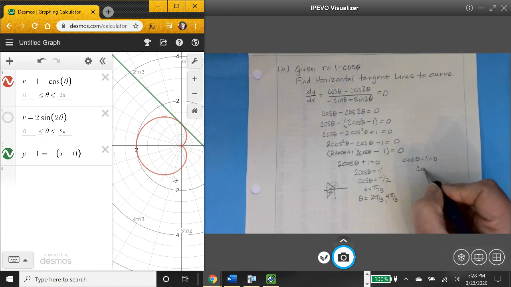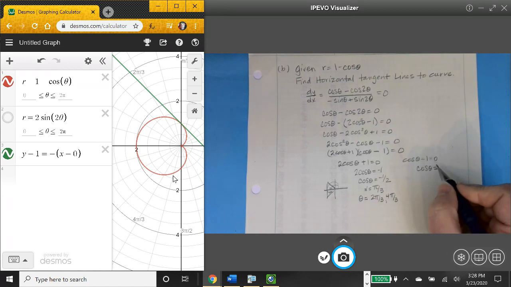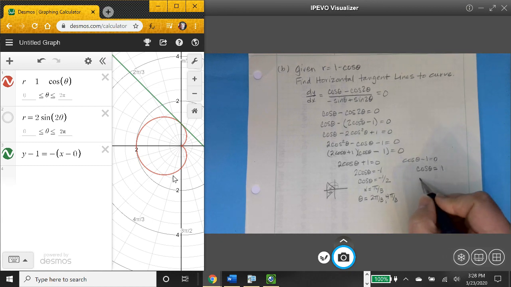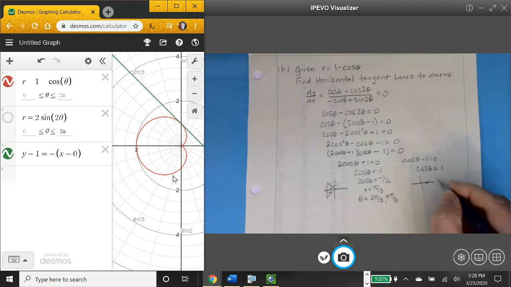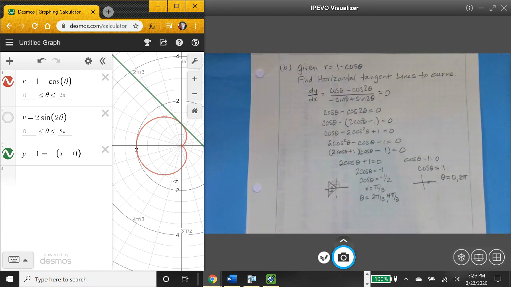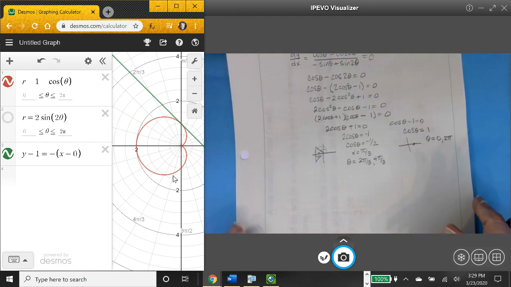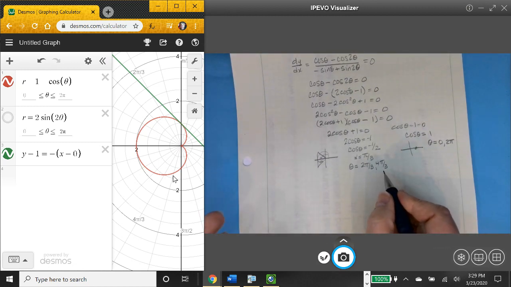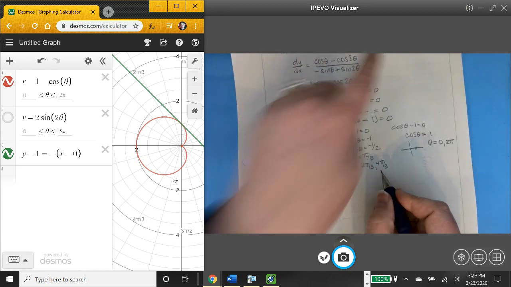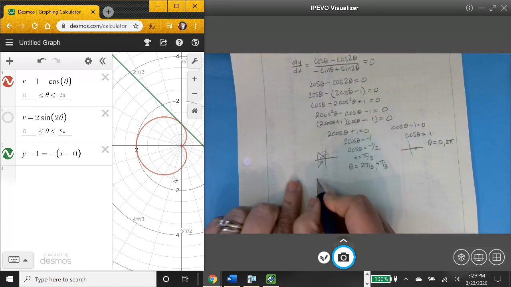And then cosine theta equals 1. Where does that happen? Well, that happens when we're right here, which is theta equals 0 or 2 pi and so on and so on, because we can go around many times. Okay, so what would the tangent line be there? Well, I need what y is, don't I? Because horizontal tangent lines have y equals something, right? So I need the y.